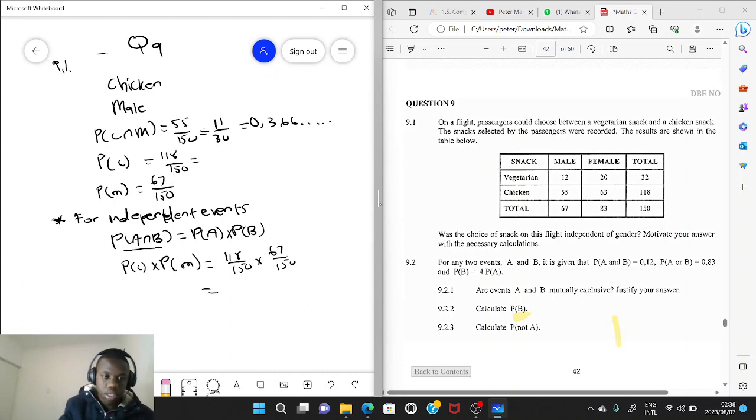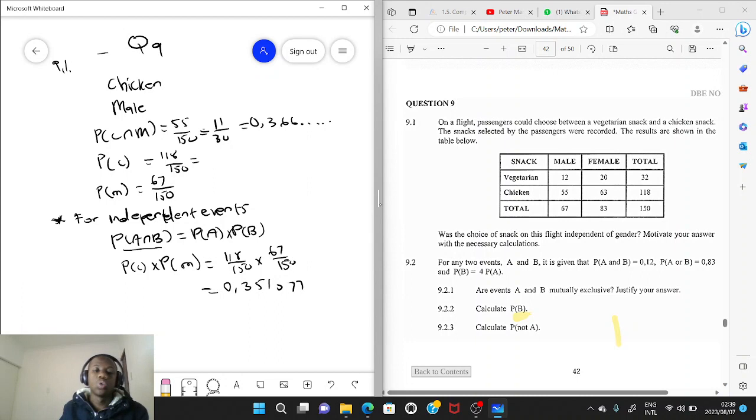Now let's calculate. What is 67 over 150 multiplied by 118 over 150? That's 0.35, and so on.